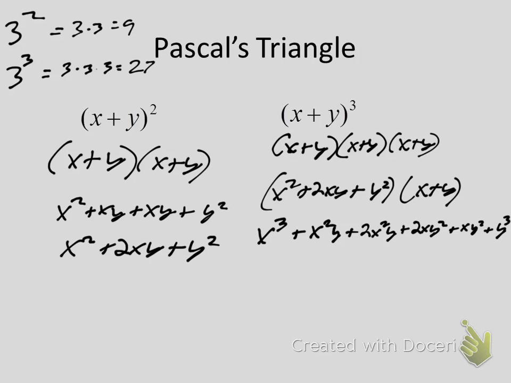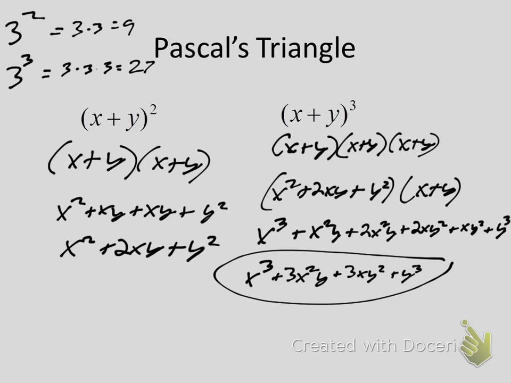Okay, last thing to do, you got like terms all over the place, right? We have an x cubed here. We have x squared y and 2x squared y, which gives us 3x squared y plus, we have a 2xy squared and 1xy squared to give us a 3xy squared and one more y cubed term. And that is your final answer. Does that all make sense, everybody?